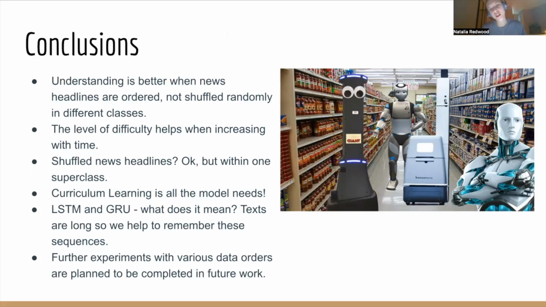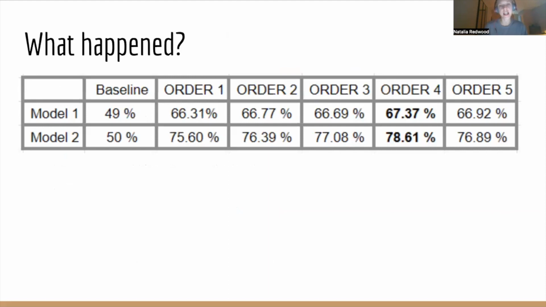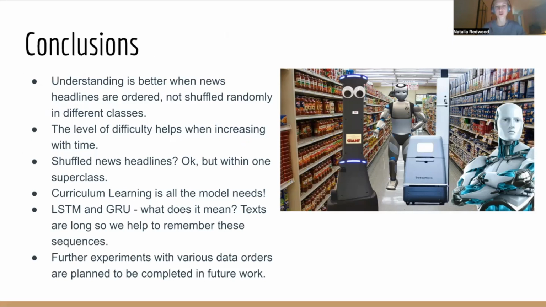We also saw that the last model, order number 5, performed better than, for example, alphabetically ordered data sets like order 1 and 2, if it's shuffled, but only within one superclass. And then LSTM and GRU.